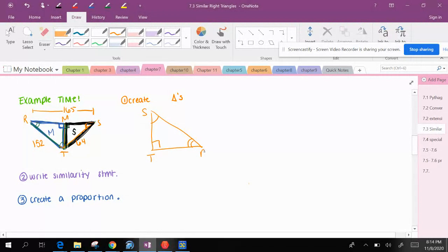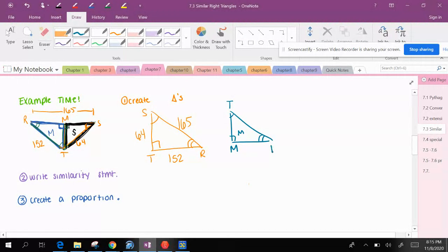T, R. S to R, the whole thing's 165. R to T is 152, and then ST is 64. My medium. Same markings, right angles M. My 1 tally is what? T. That must be R. What is the only side that I can give a numeric value for? TR, right here, which is 152.